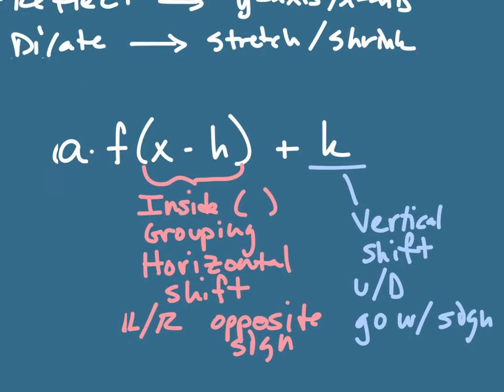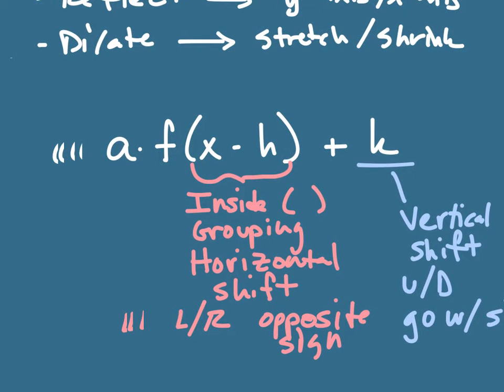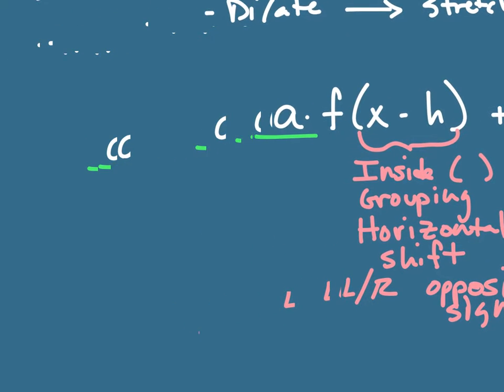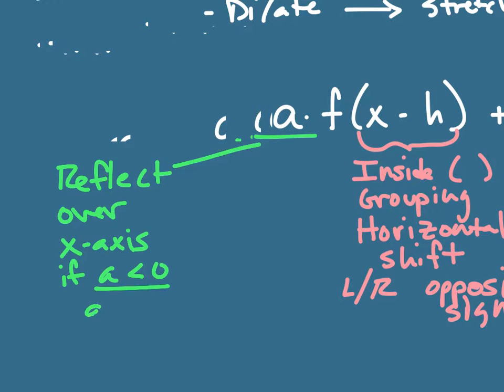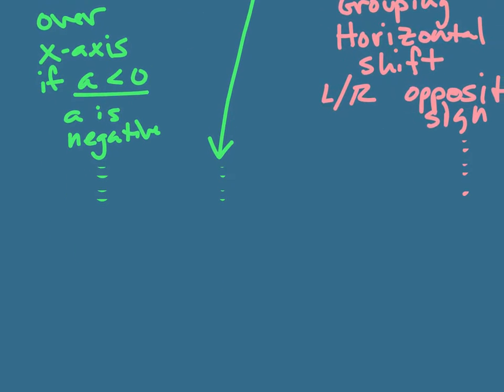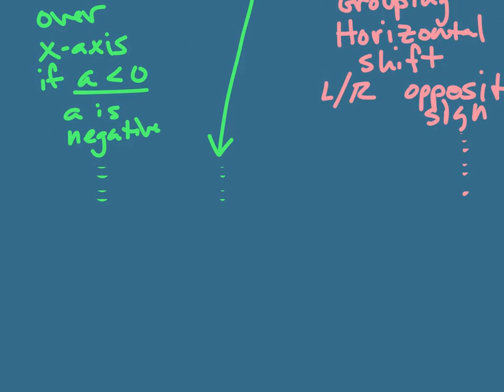All right, the a value is an interesting thing here. This is going to do a couple of things. This is going to reflect over the x-axis if a is negative, so if a is less than 0, that means a is negative. The other thing that the a value is going to do is stretch or shrink. I'm going to move this down over here. And here, we got a couple options.